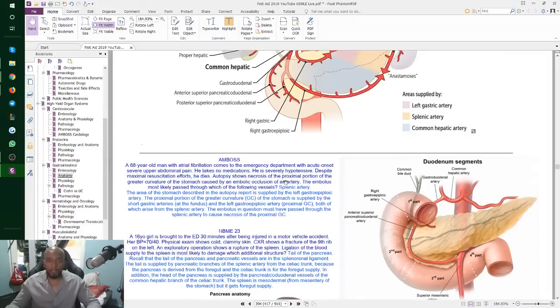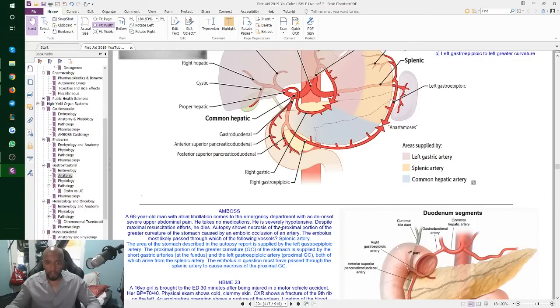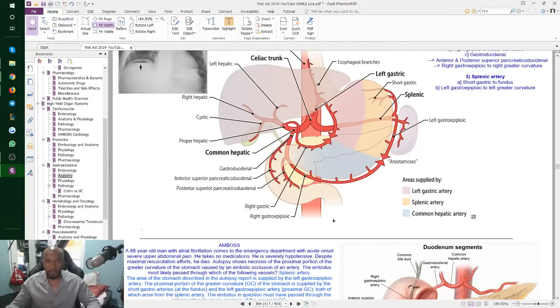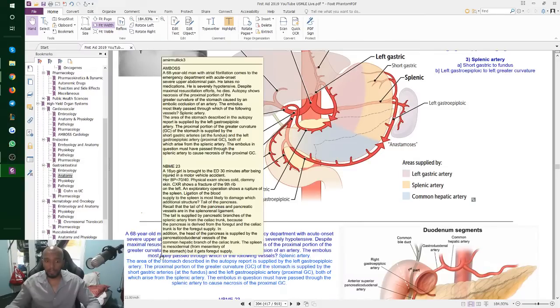And then if you go back up here, so basically they're saying, what happened to this guy? Necrosis of the proximal portion of the greater curvature of the stomach. So the greater curvature of the stomach is right here. That's entirely that yellow area. So if there was an embolus that stopped blood flow to this area, according to this question, then that embolus must be in your splenic artery. Because the splenic artery is the guy that gives the short gastric up here for the fundus, and the left gastroepiploic over here for the remainder of your greater curvature, the left greater curvature. And since all of that is necrosis, it must be the splenic artery, and that's the area of the stomach that's being discussed. So that was it.